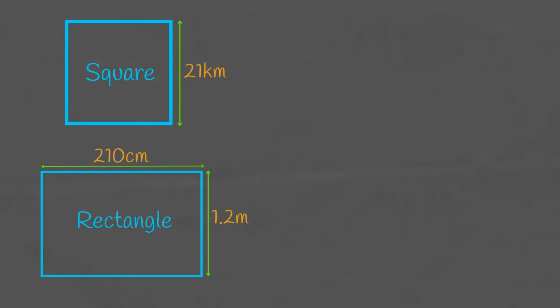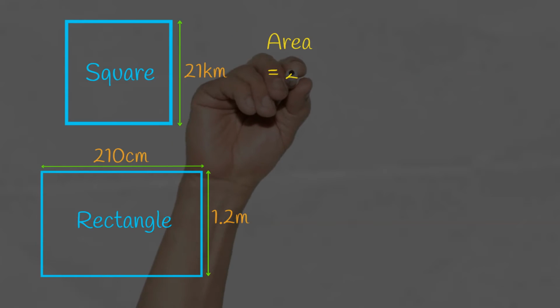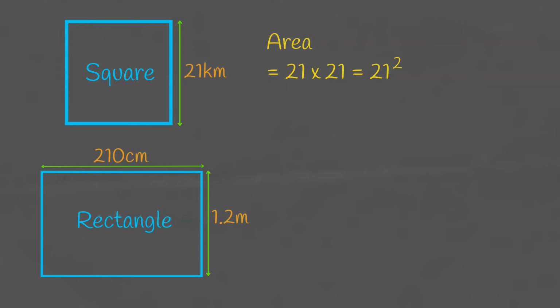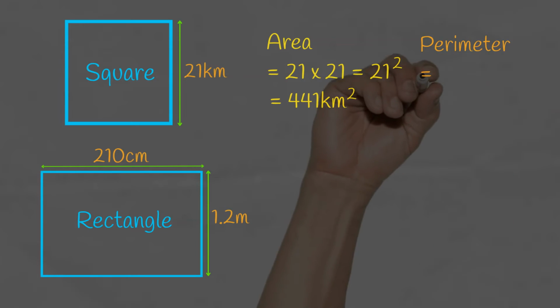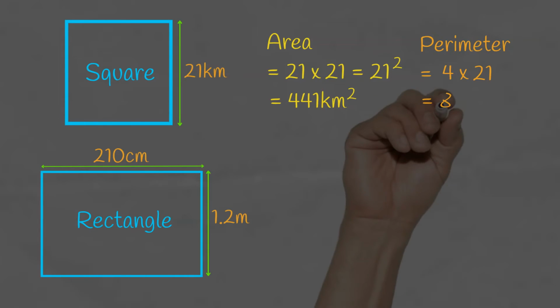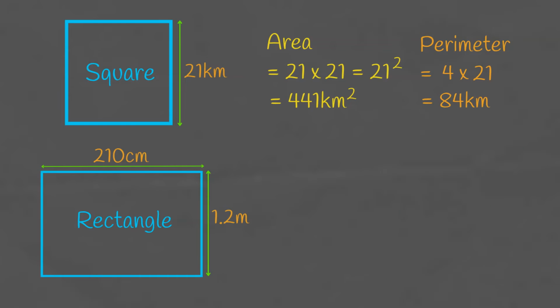And again, pause the video here if you need more time to work out the area and the perimeter for these 2 shapes. Well, as we did before, for the square, all the sides are the same length, so the area is 21 times 21, or 21 squared, which gives us 441 kilometers squared. And for the perimeter, again, we take the length of one side, which is 21, and we times it by 4 because all 4 sides are the same length, and the answer is 84 kilometers.